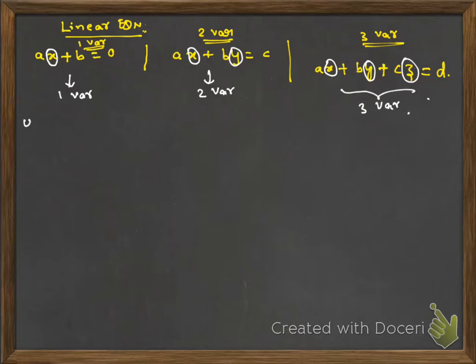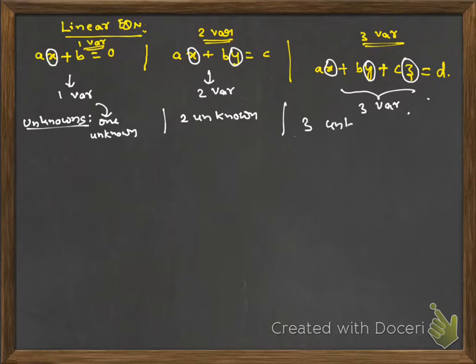Now indirectly, the unknowns that you have in a one variable equation is one unknown. If you have two variables, then two unknowns in a two variable equation, and three unknowns in three variable equations. So one unknown in a one variable equation, two unknowns in a two variable equation, three unknowns in three variable equations. Now solving these equations is important to us in physics always.